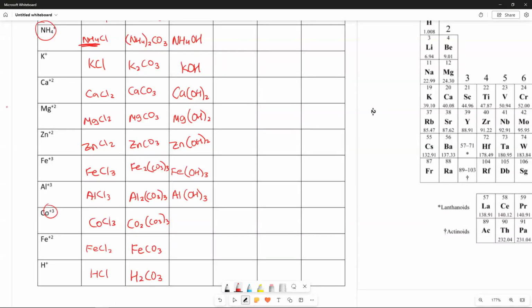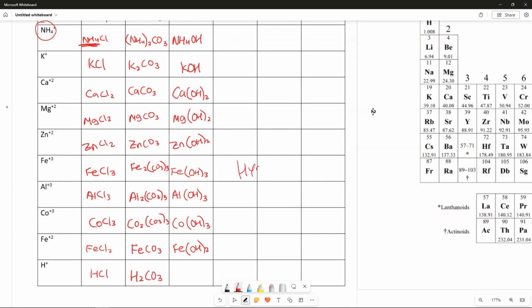Same issue with cobalt here with a 3 plus charge. For every 1 cobalt atom, we need 3 OHs. Make sure to use parentheses. Alright, and 2 plus with the iron, which is the next question down. Fe, for every 1 iron molecule with a 2 plus charge, we need 2 hydroxides. Parentheses there also.